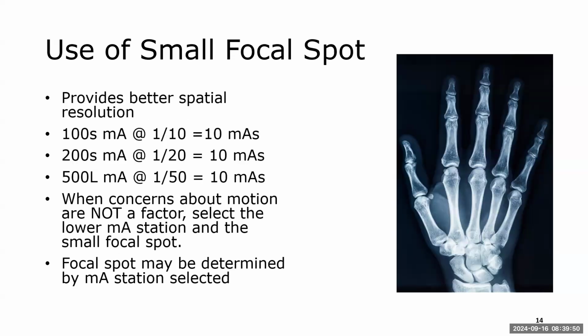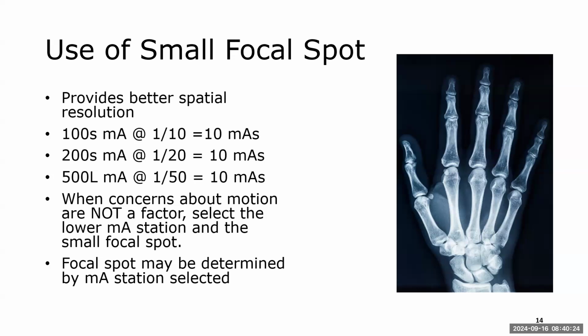I have a question. Yes. So the spatial resolution is based on the focal spot, so it's not the MA that's adjusting the spatial resolution. That's right. Okay. The confusion is that with higher MA stations, you can't use a small focal spot. So the MA is not what's affecting the spatial resolution. The size of the focal spot is what's affecting the spatial resolution.